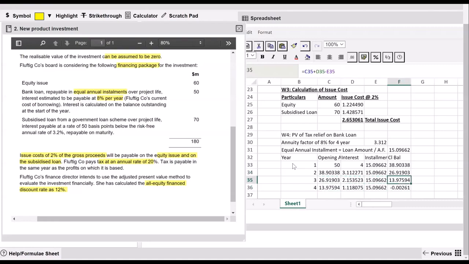It doesn't give an exact zero. Why? Because the discount factor is rounded off. The last year closing balance is 0.00261, and that difference is because of rounding of the discount factors.